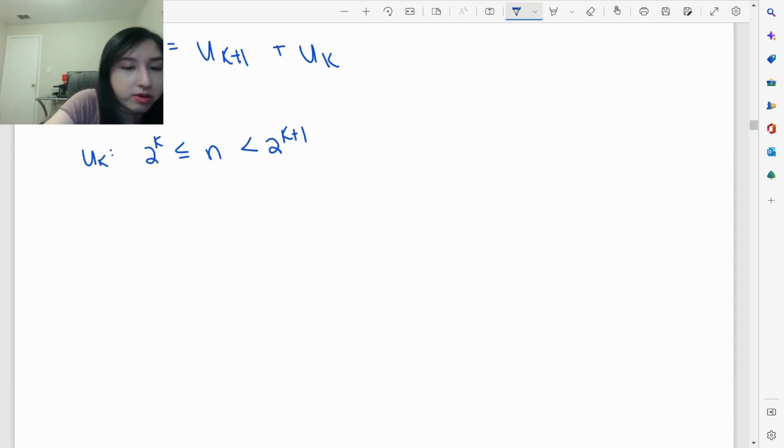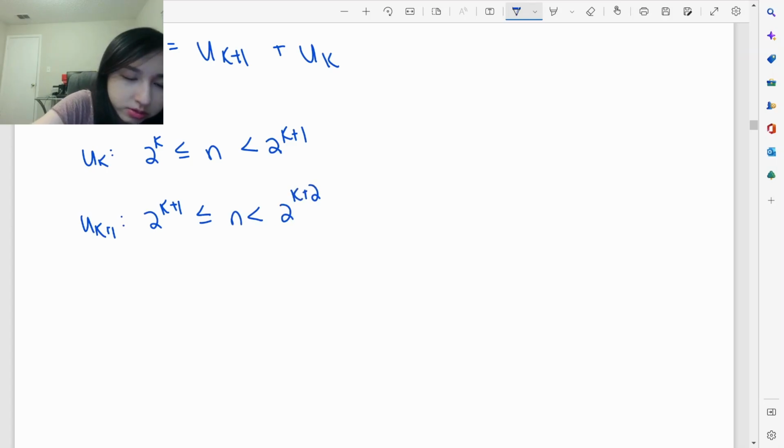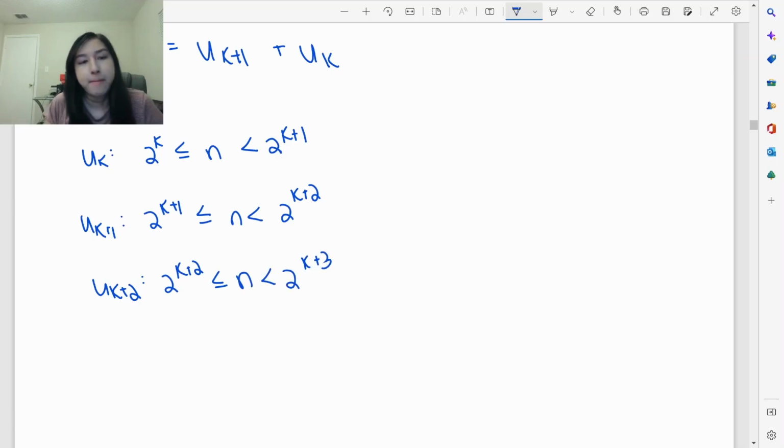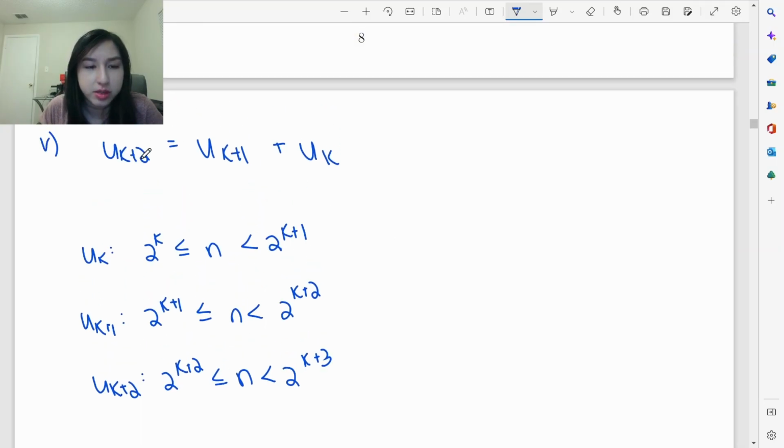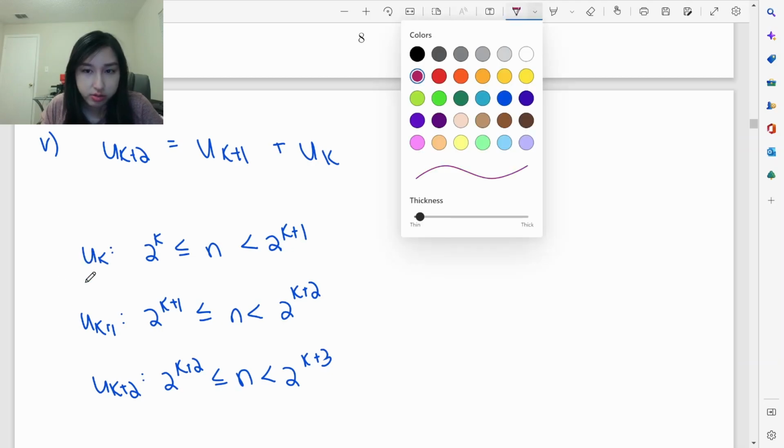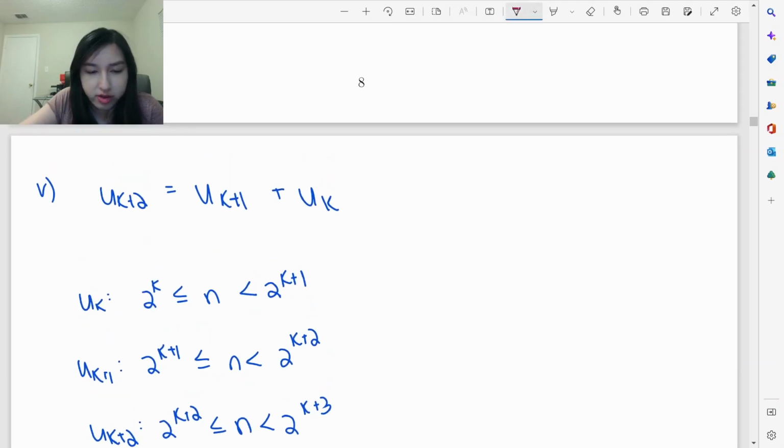So if I want to figure out the rest, uk plus 1 is 2k plus 1 less than or equal to n less than 2k plus 2, and so uk plus 2 is 2k plus 2 less than or equal to n less than 2k plus 3. I need to show that the number of terms in this is equivalent to this plus this. I guess my first step would be to make uk look the same as this, so using one of the functions.